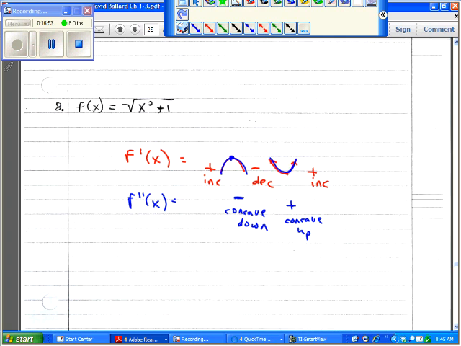If in the second derivative at this critical number we find it is positive, and being that it's concave up, we could verify that at that point there's a relative minimum. All right, thank you.